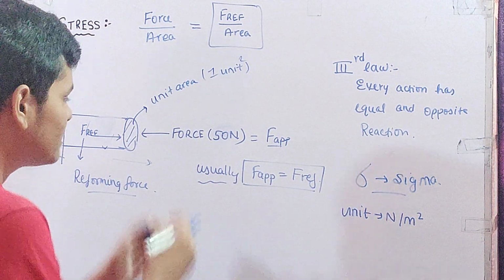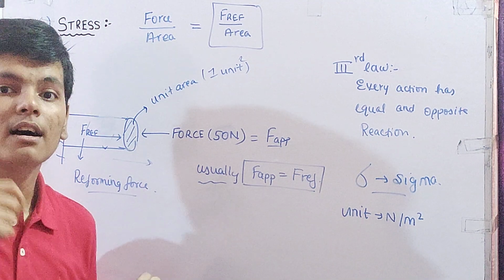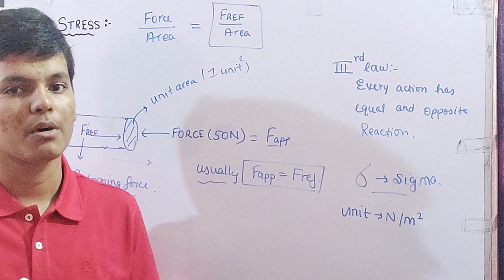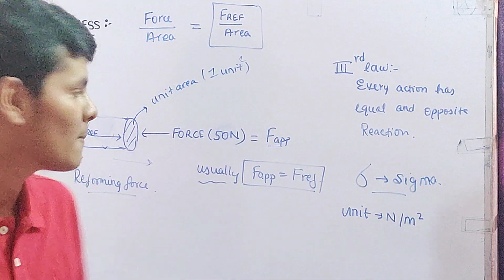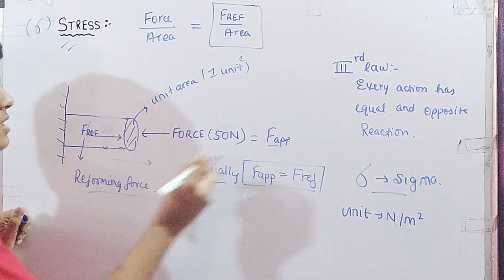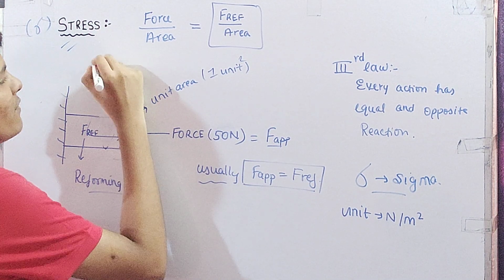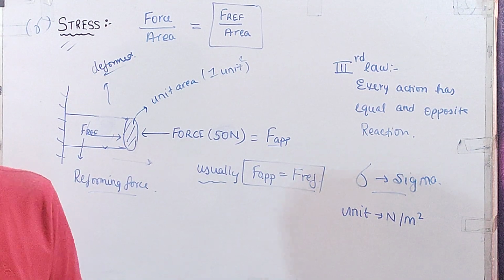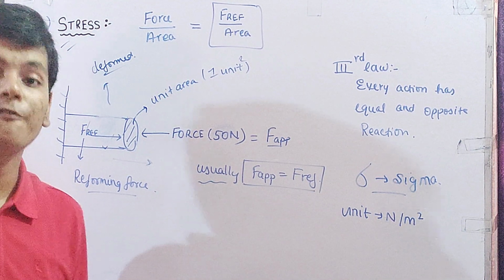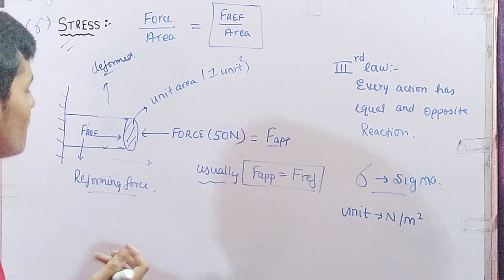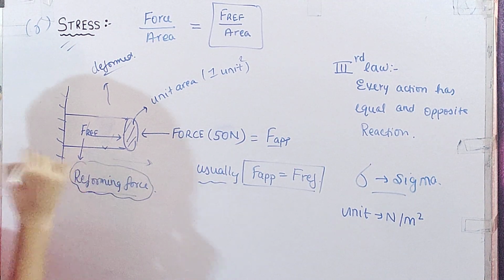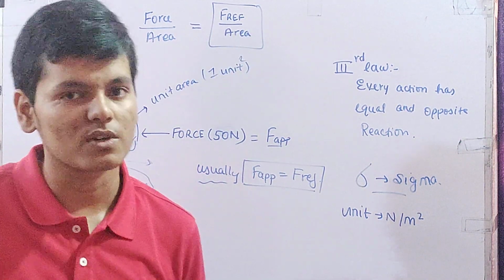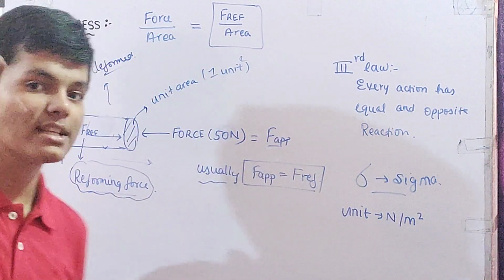So stress is said to be the reforming force, which is produced by the body, which helps it to prevent changing its shape, or which helps it to prevent being deformed. If there is no reforming force, when I apply force, the object becomes deformed, which means the shape of the object changes. So we are talking about a force which opposes this deformation. That force is called the reformation force. Hence stress is equal to the reformation force per unit area, and that area is usually taken as cross sectional area.